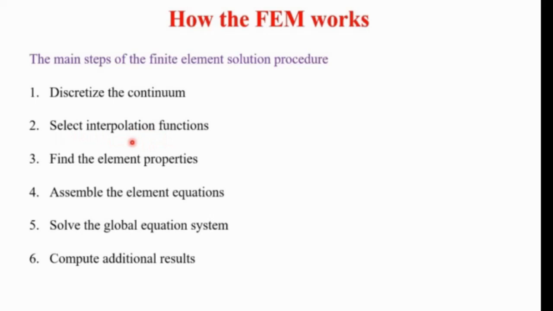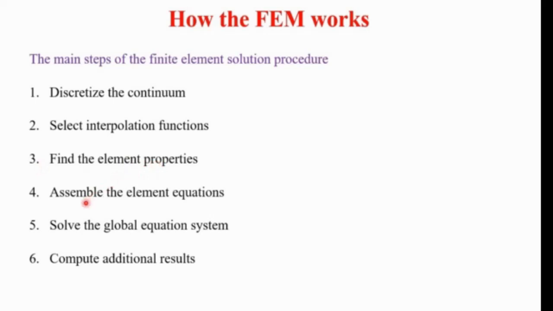After selecting the interpolation functions, the third step is to find the element properties. The matrix equation for all the finite elements should be established, which relates the nodal values of the unknown function. The unknown values can be solved by this matrix equation. For this task different approaches can be used, and the Galerkin method or variational approach are some of the convenient methods for calculating these element properties.